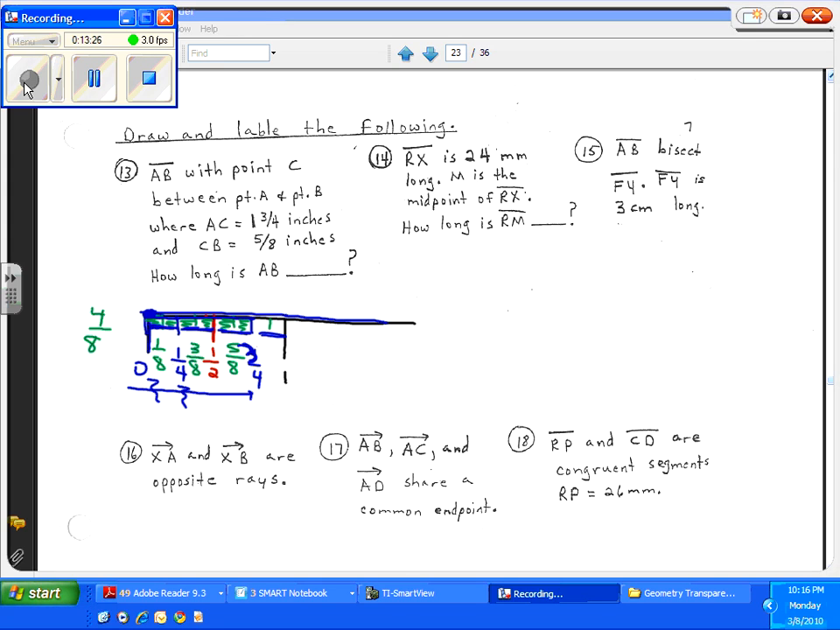So we've got to understand how to use a ruler, and that's the basics of the subdivisions of a ruler. So I wanted you to know that. Okay?